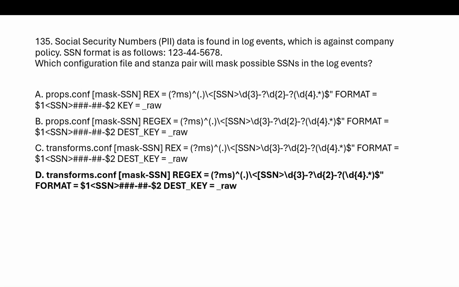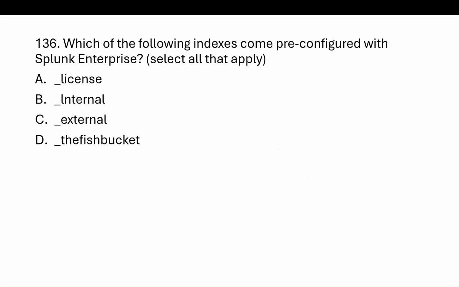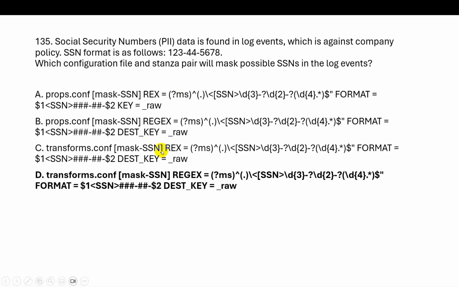Now another question. Option C and option D look the same, but in option C we must put it as just a key, not a DEST_KEY. So the answer is always DEST_KEY equals _raw, and all the other things look the same.